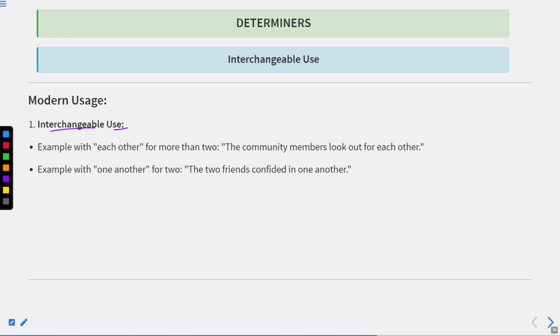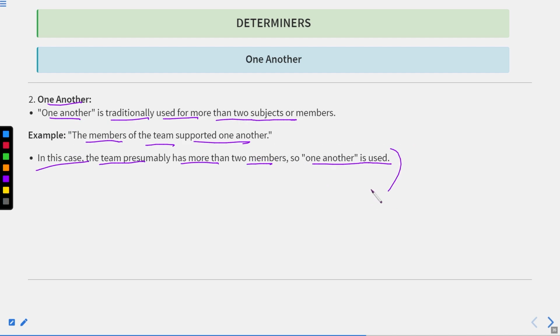Modern usage, interchangeable use. Examples with each other for more than two: the community members look out for each other. One another for two: the two friends confided in one another. So till now we have discussed up to here. The next part of it we'll discuss in the next session.